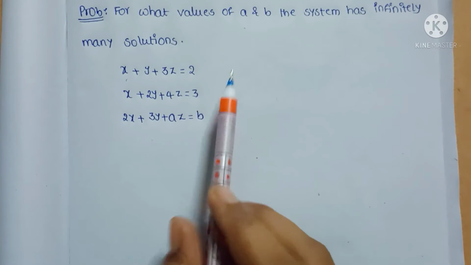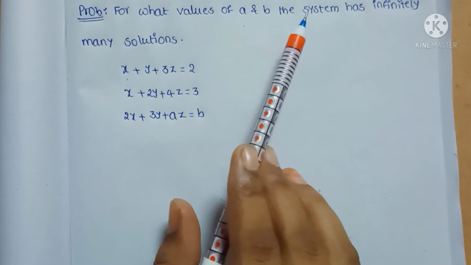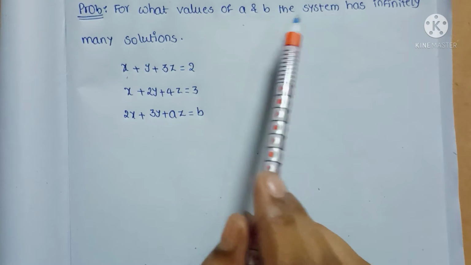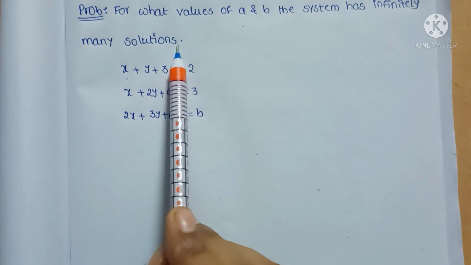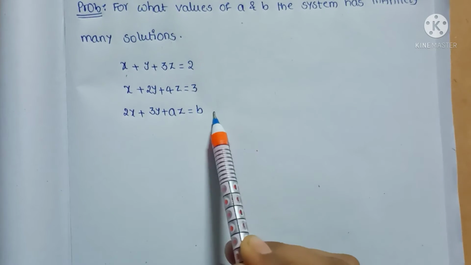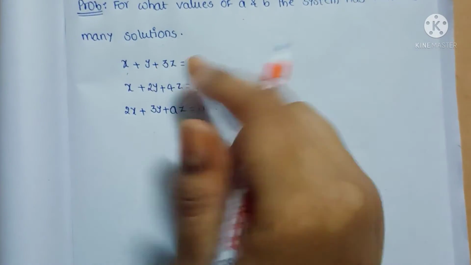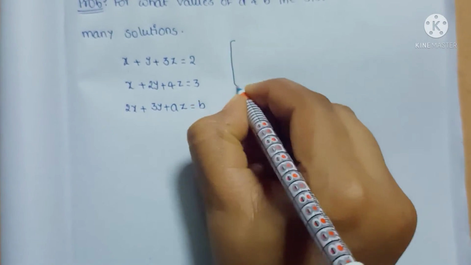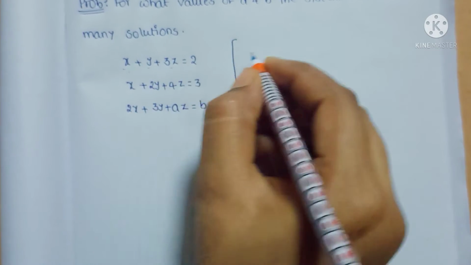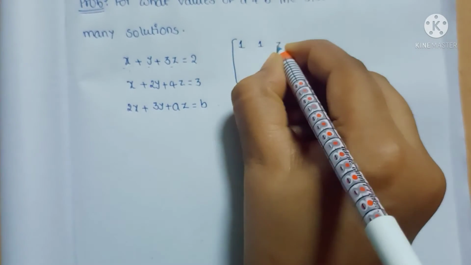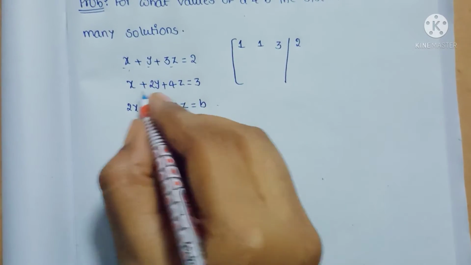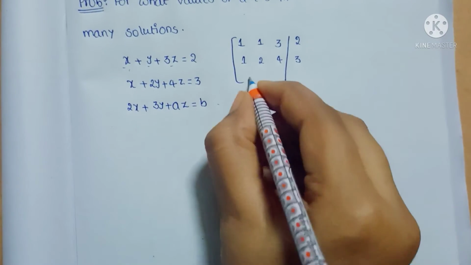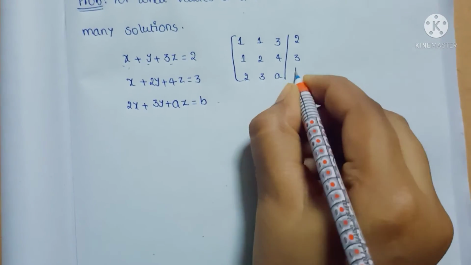Coming to the next problem: for what values of a and b does the system have infinitely many solutions? They are asking for the values of a and b, and three equations are given. We write these equations in matrix form. Here the coefficients of x, y, z are 1, 1, 3, then 2, 1, 2, 4, then 2, 3, a and b.